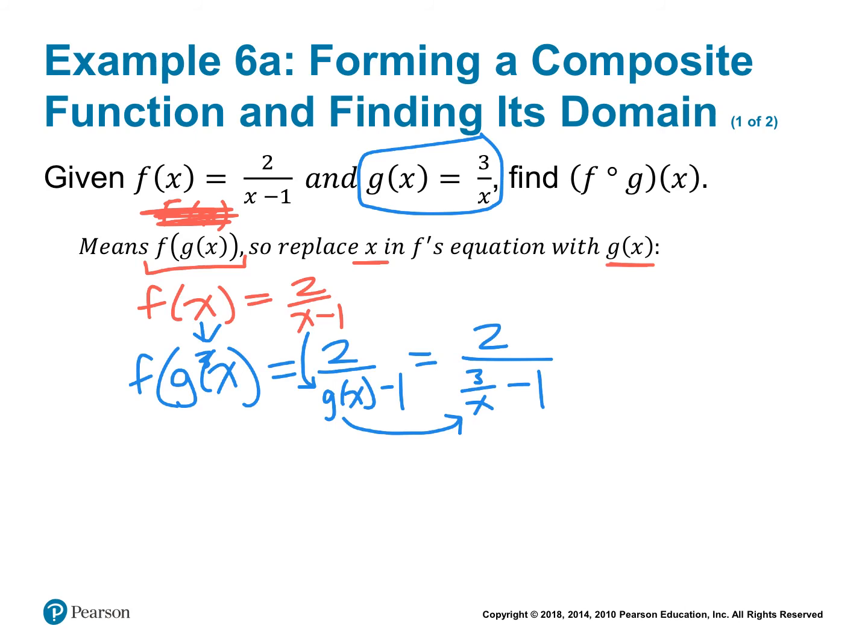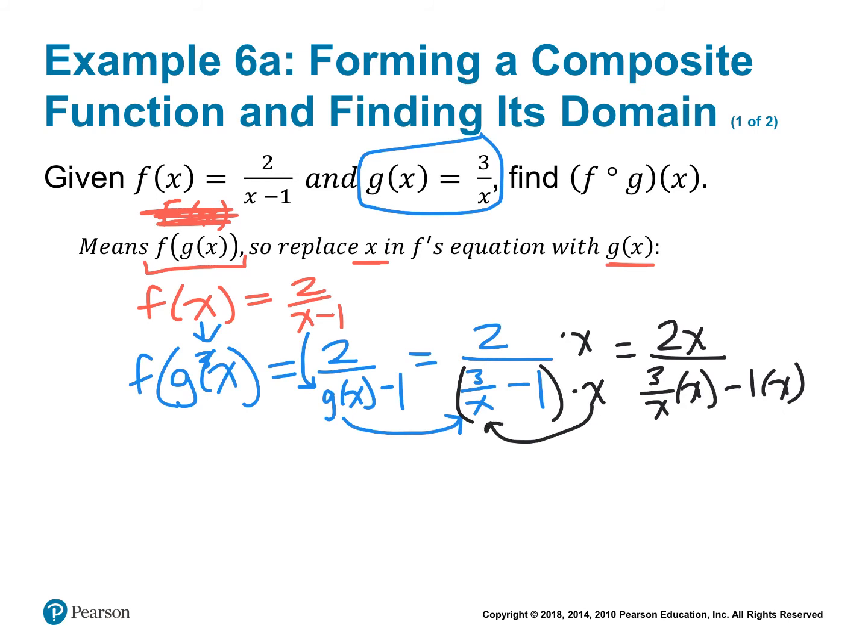So if we multiply this whole thing by x, you also have to do it to the top. We would get 2x on the top. Then on the bottom, we're taking both of those things times x. So really we have 3 divided by x times x, minus 1 times x. So I kind of did a distributive property there.